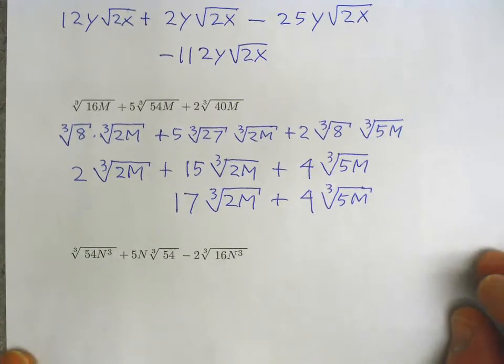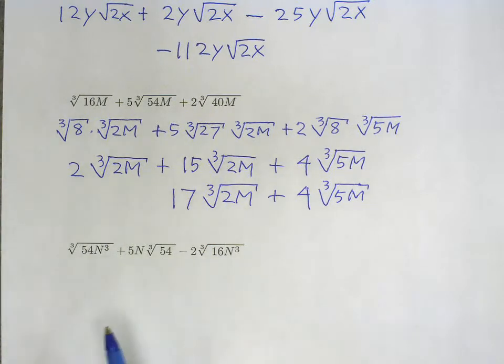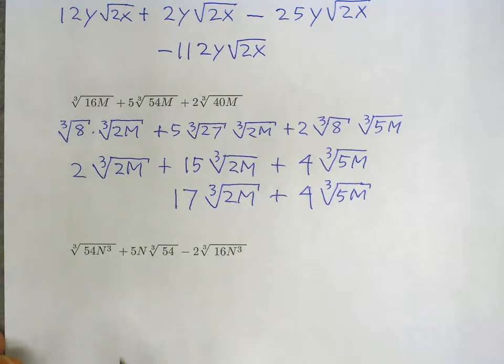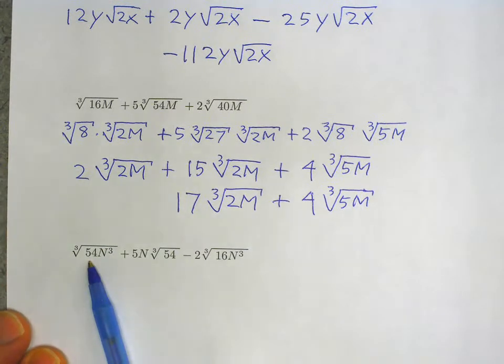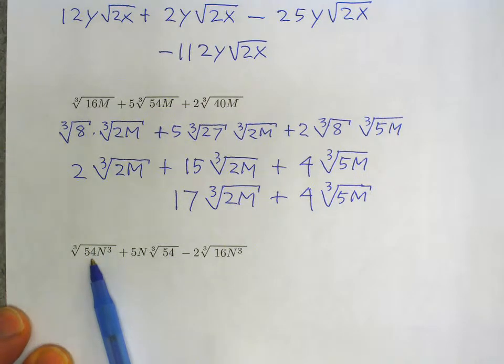Okay, the next example, another bunch of cubed roots that we're adding and subtracting. Okay, the one on the left, the largest factor of 54 that's a perfect cube is 27. 27 times 2 is 54.